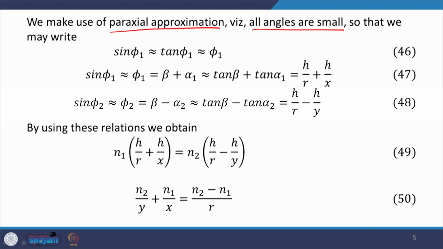Under this approximation, phi 1 would be very small, alpha 1 would be very small, alpha 2 would be very small, and therefore we can safely write that sin phi 1 is almost equal to tan phi 1, which is almost equal to phi 1. Okay, if sin phi 1 is almost equal to phi 1, and in the previous slide we saw that phi 1 is equal to beta plus alpha 1, therefore we can write that phi 1 is equal to tan beta plus tan alpha 1.